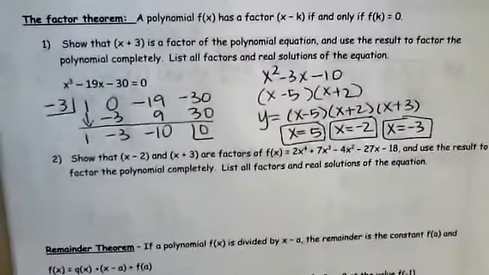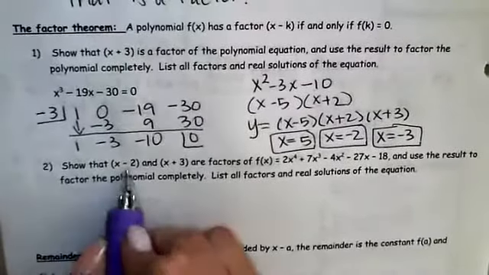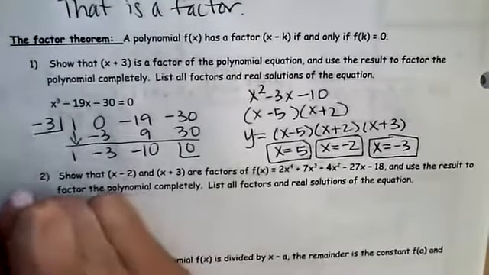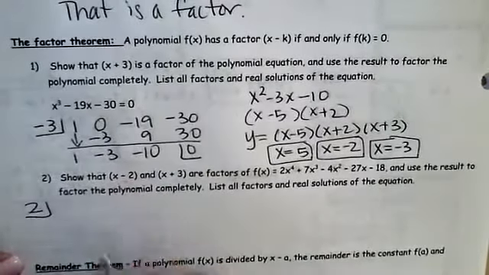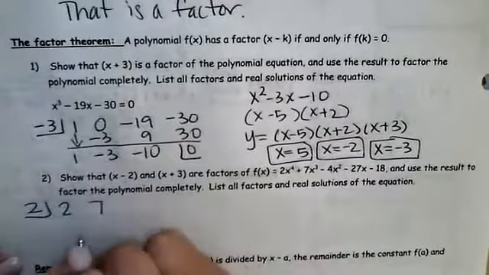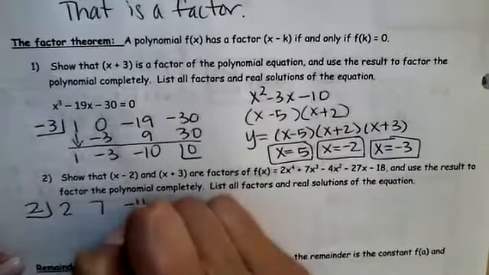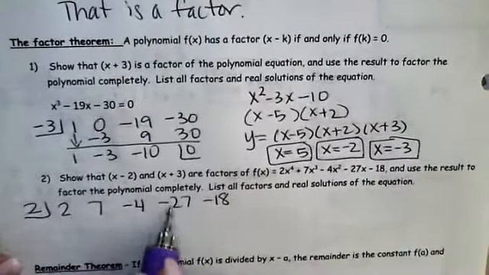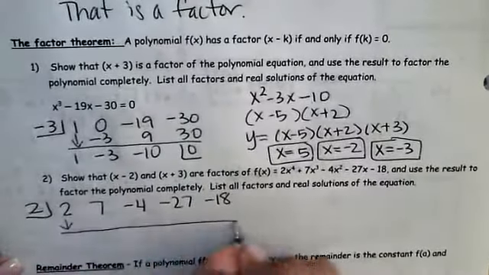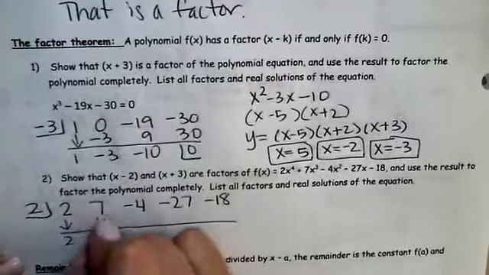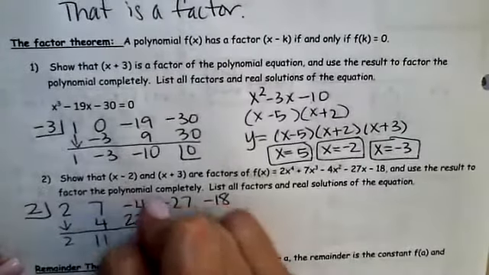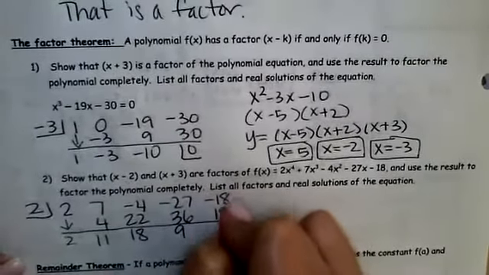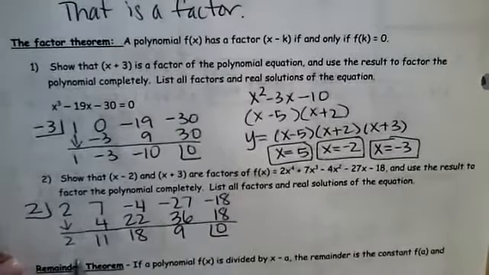You can even do this twice like it has on this next one. It tells us show that x minus 2 and x plus 3 are factors of this and use the result to factor completely. So I can start with my 2 that they gave us for the first one and take this quartic down to a cubic. So I've got 2, 7, negative 4, negative 27, and negative 18. 4, 3, 2, 1, 0. I drop the 2, multiply, add. Multiply, add, multiply, add, multiply, add.